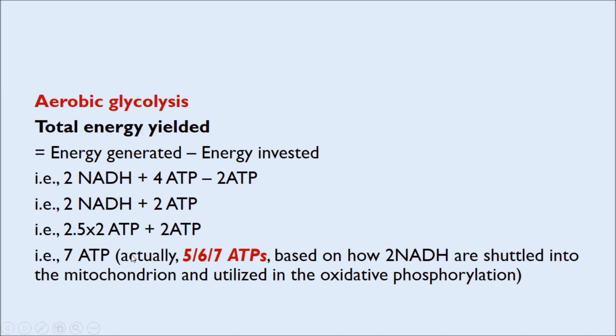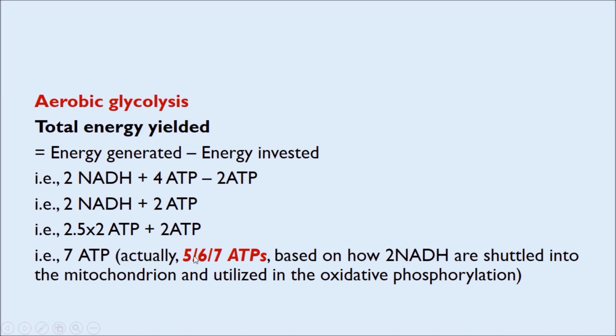Now if it enters in the form of FADH2, its energy equivalent becomes 1.5 ATP. Now if both NADH enter in the form of FADH2, the total ATP will be 1.5 into 2, that is 3, plus 2, 5 ATP. If one NADH enters as NADH, another NADH enters as FADH2, then total ATP will be 1.5 plus 2.5, that is 4 ATP, plus 2 ATP, that is 6 ATP. If both the NADH enter as NADH into the mitochondrial matrix, then the energy equivalent will be 2.5 into 2 plus 2, that is 7 ATP.